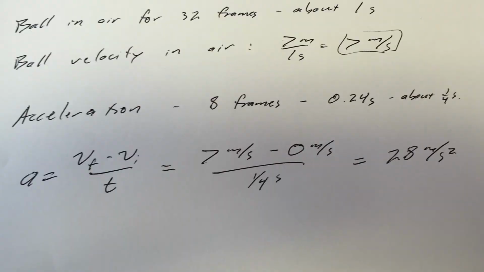Now, the initial velocity I'm taking to be 0. He's shooting it, so he gets the ball roughly to rest very briefly, and then he shoots it. And that takes 8 frames. So I would do 8 times 0.03 seconds, and that comes out to 0.24 seconds. So the ball goes from 0 meters per second to 7 meters per second. The initial velocity is 0 meters per second, the final velocity is 7 meters per second, and the time it takes is about 0.24 seconds.